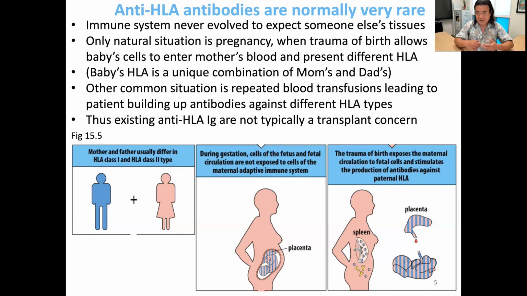That only becomes a problem if this is a patient who needs repeated transfusions, and they get repeatedly transfused with blood that has similar HLA types, and over time they might develop some sort of immune memory against it. Therefore, the presence of existing anti-HLA antibodies in your body is typically not a concern when it comes to tissue transplantation.